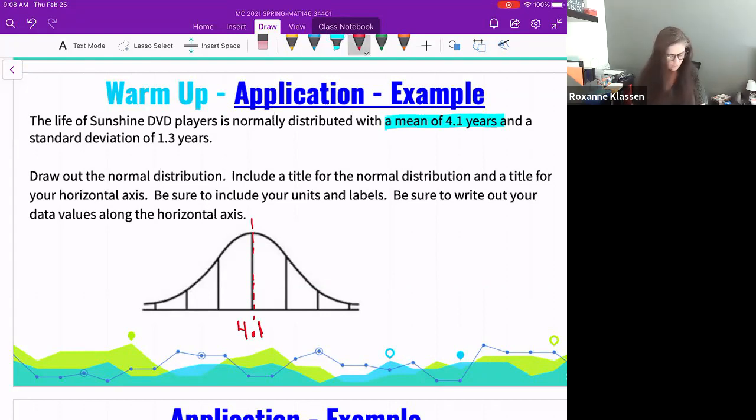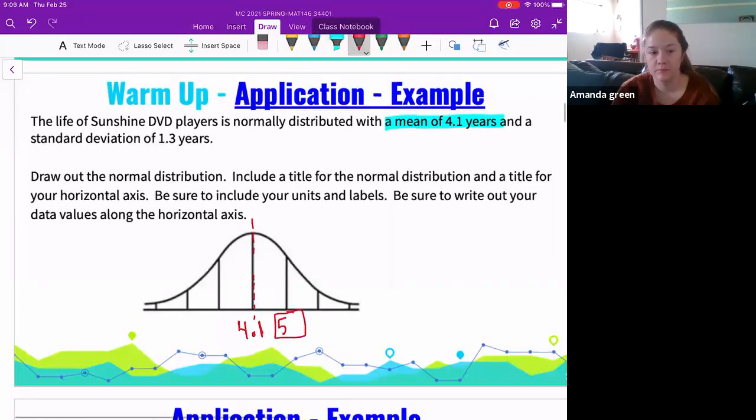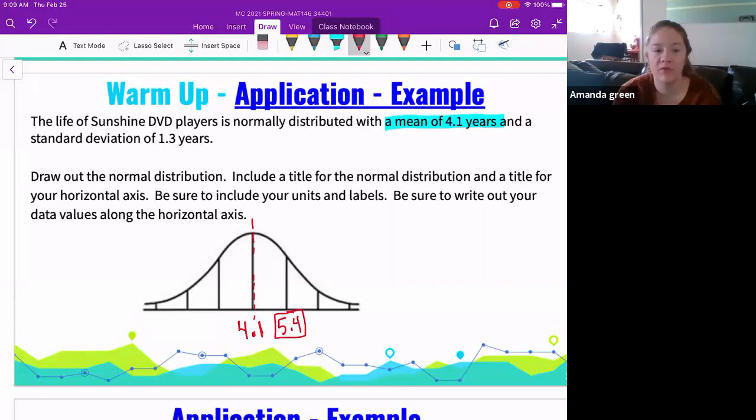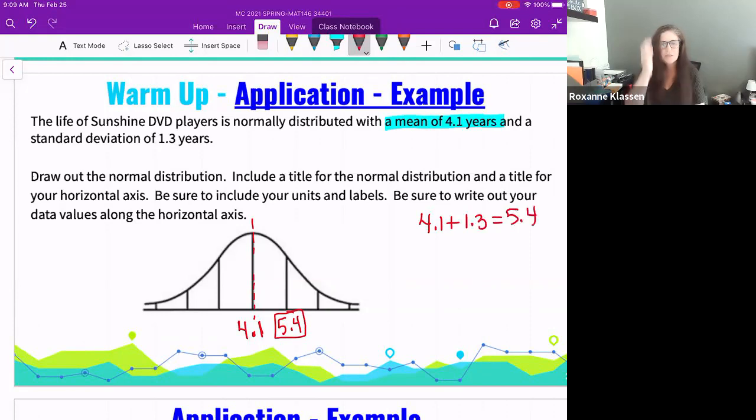What did you write 1 to the right of the mean? Amanda, what did you put right here? I put 5.4. Very nice. And how'd you get 5.4? You just add the standard deviation of 1.3 to the 4.1 to get 5.4. Excellent. So you write the mean in the middle, and then 1 to the right of the mean, you just add 1 standard deviation, like Amanda said, so just add 1.3 to it.